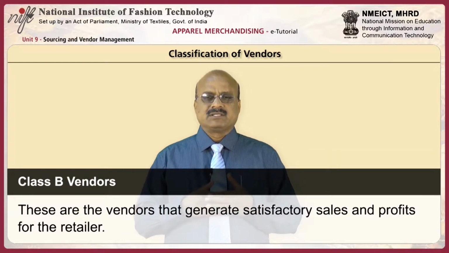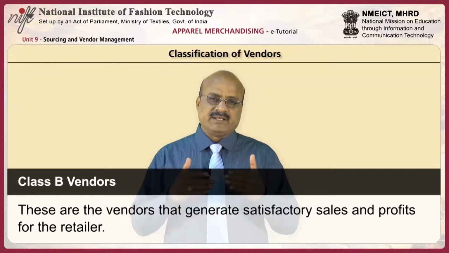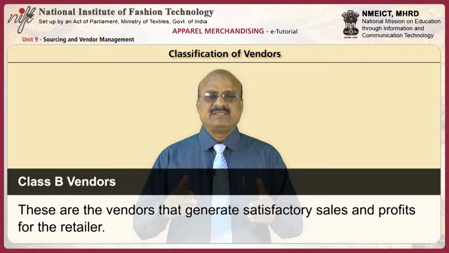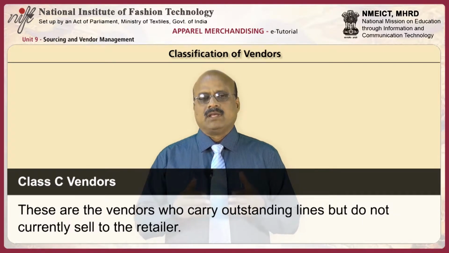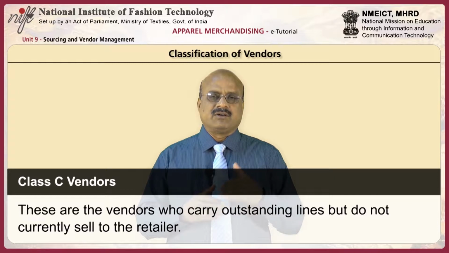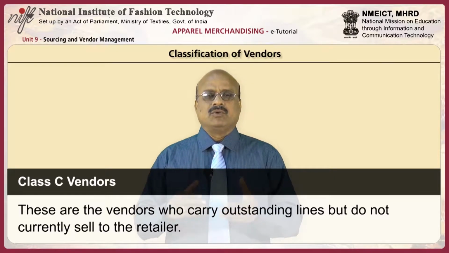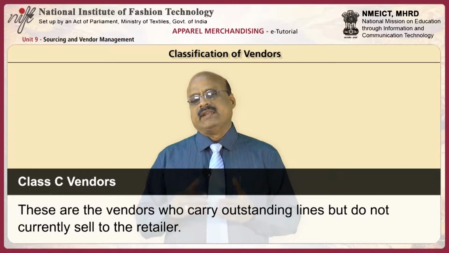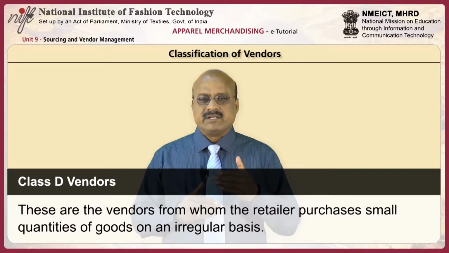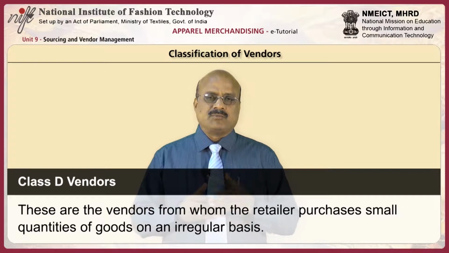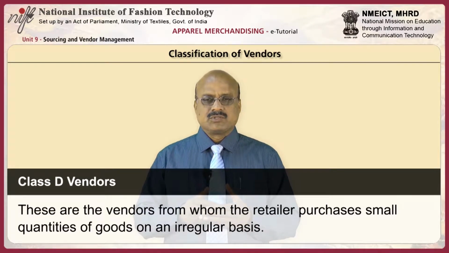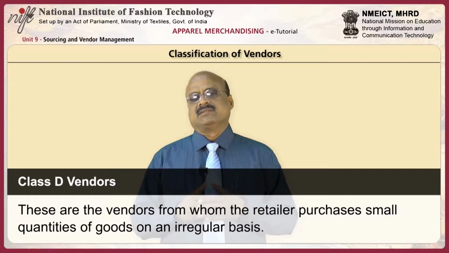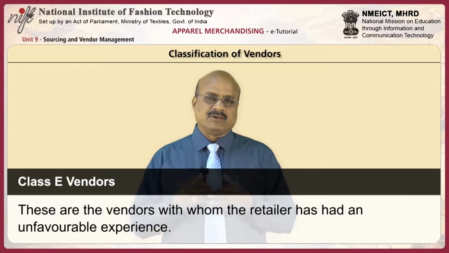Class B vendors are the vendors that generate satisfactory sales and profits for the retailer. Class C vendors are the vendors who carry outstanding lines but do not currently sell to the retailer. Class D vendors are the vendors from whom the retailer purchases small quantities of goods on an irregular basis. Class E vendors.